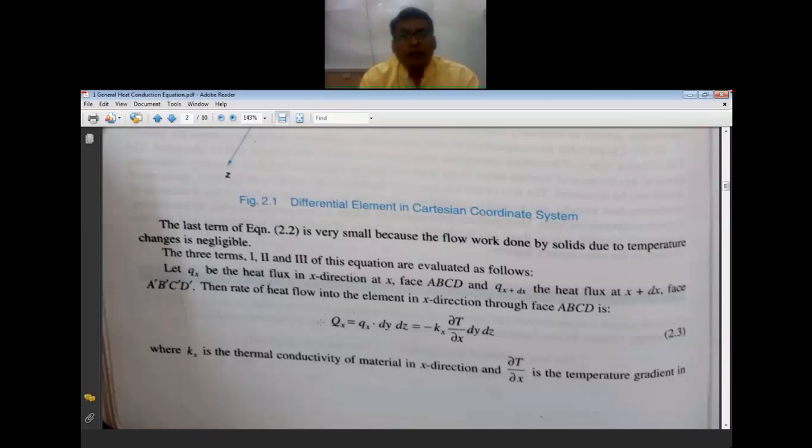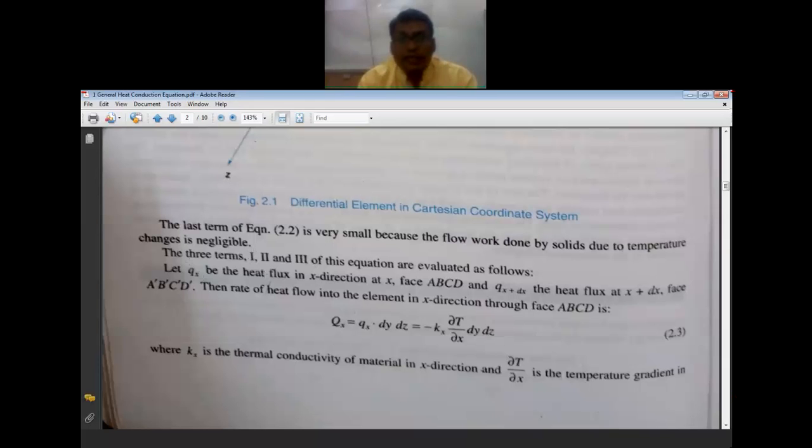So one by one we will consider each term. The flow work done by the solid due to the temperature change is negligible, so the fourth term, work done, we are going to neglect. So terms 1, 2 and 3 of the equation have to be evaluated. First term we will now evaluate.